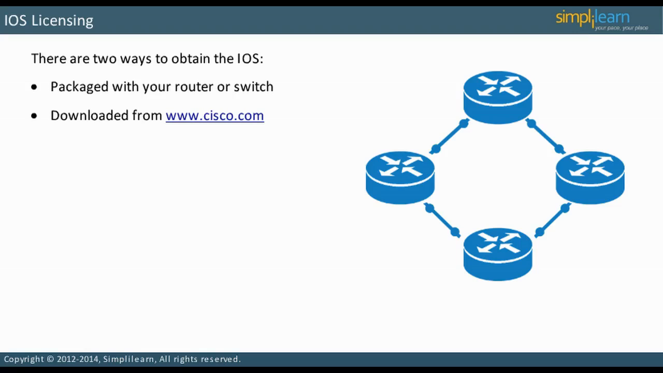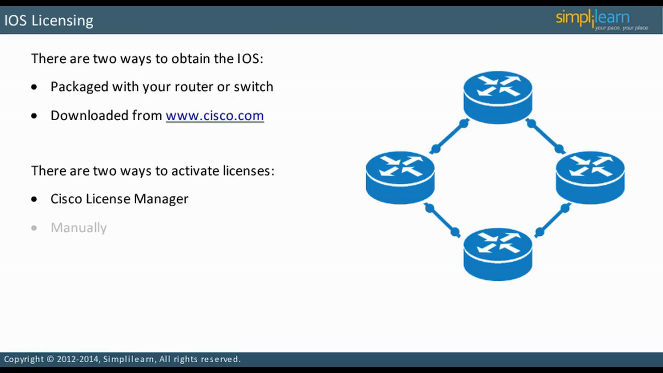The license for basic features is permanent. For integrated services routers Generation 2 and later, separate licensing is required to activate extra features. The actual iOS image is the same for all devices with the same platform. You pay for and activate only the features that you need. There are two ways to activate licenses, either through Cisco License Manager or manually. Activation through Cisco License Manager is automated and straightforward.